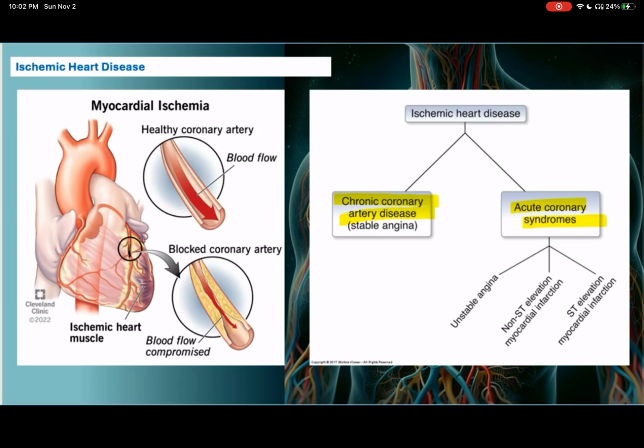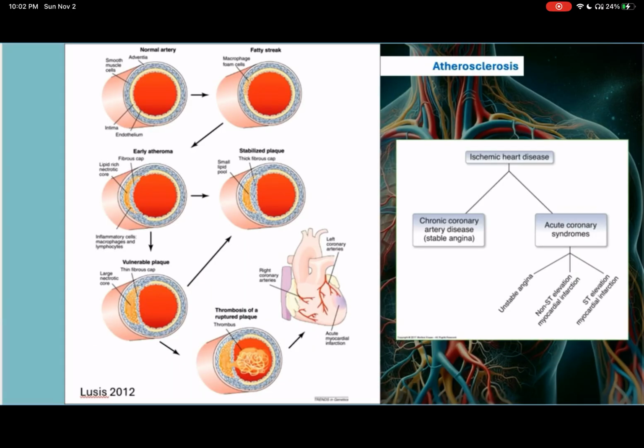The therapeutic goal in patients with chronic coronary artery disease is to maintain the balance between myocardial oxygen supply and demand. In patients with acute coronary syndromes, the goal is to restore and/or maintain patency of the coronary artery lumen. The pathogenesis of the two subclasses of IHD pertains to progression of atherosclerosis, which is a pathological condition characterized by development of lesions in walls of arteries.